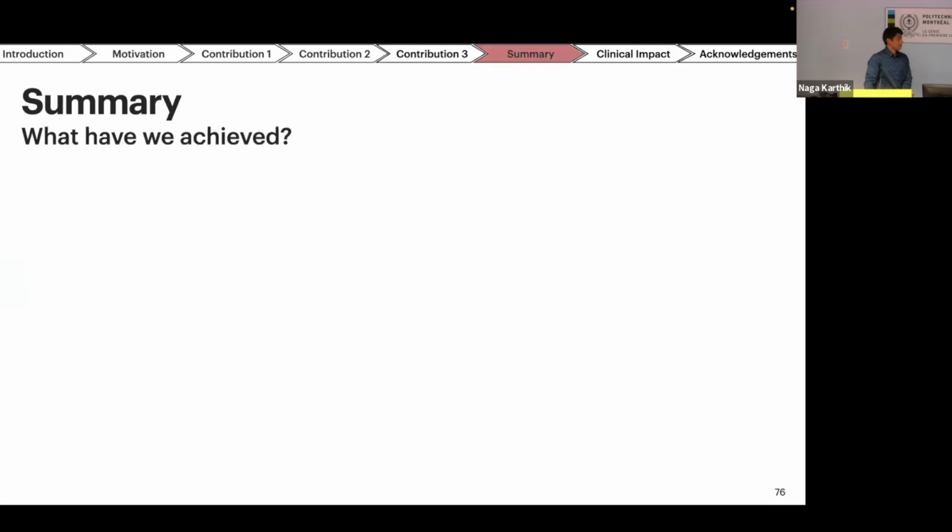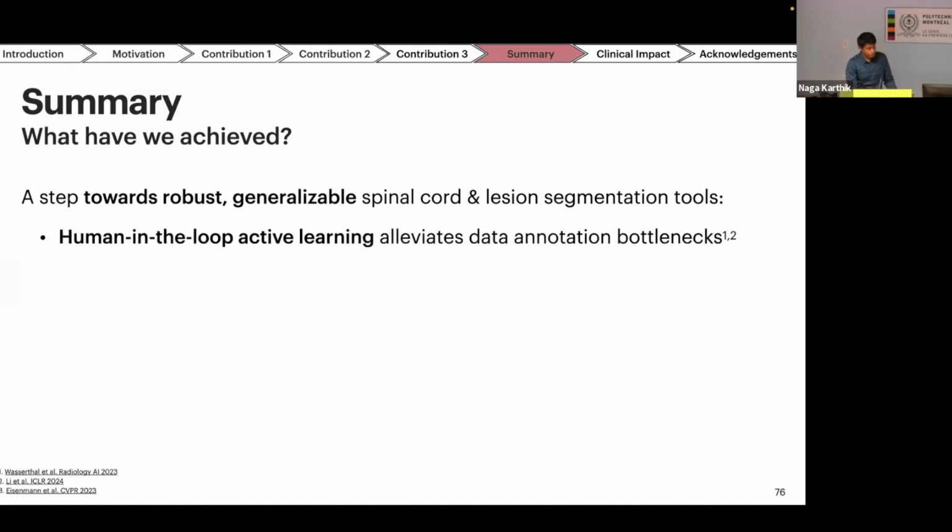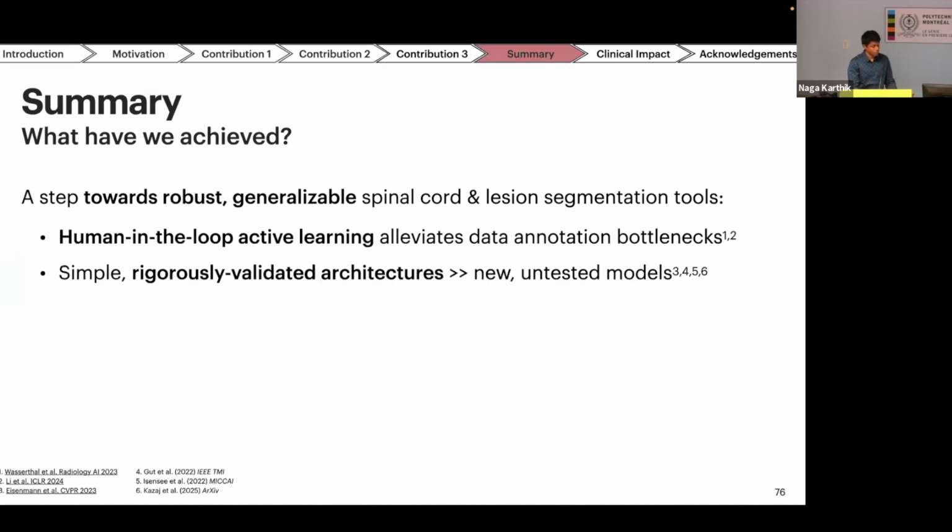So what have we achieved over the course of these works? These works collectively present a step towards robust and generalizable tools for spinal cord and lesion segmentation. All the models that we have trained were trained on diverse data, including multiple resolutions, noisy and good images and so on. We have repeatedly used the human in the loop active learning approach to alleviate bottlenecks that are associated with data annotation, making use of existing models and also adding our models in the loop.